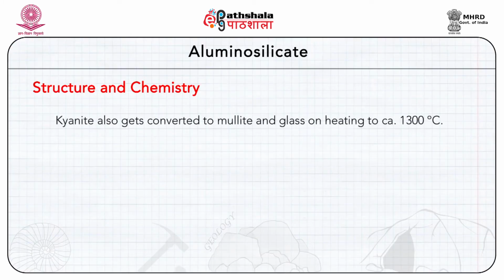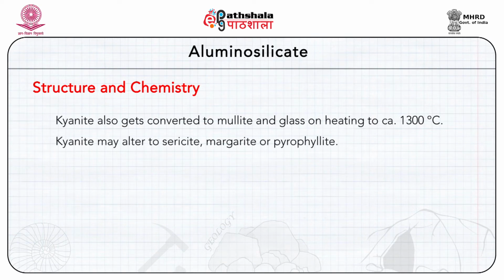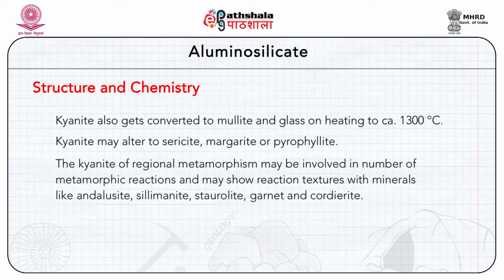It may invert to andalusite or sillimanite by a change in the pressure or temperature conditions. Kyanite also gets converted to mullite and glass on heating to about 1300 degrees Celsius. Kyanite may alter to sericite, margarite or pyrophyllite. The kyanite of regional metamorphism may be involved in a number of metamorphic reactions and may show reaction textures with minerals like andalusite, sillimanite, staurolite, garnet and cordierite.